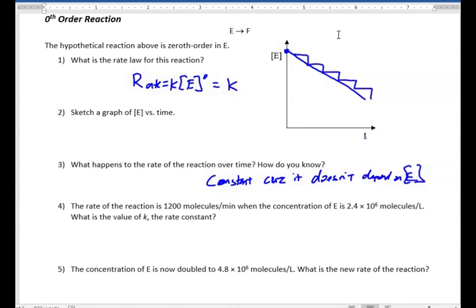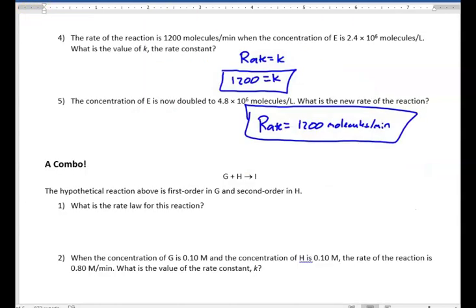Right? Okay, so we can go ahead and do some plugging and chugging. Go ahead and work on 4 and 5, and we'll meet up here in just a second. Okay, we're back. As you can see, this is probably the easiest math you will see in here all year. The rate is going to be 1,200 molecules per minute, regardless of how much E you have. And that's going to be your rate constant then too. So, pretty simple math there, but unfortunately they're not very common.